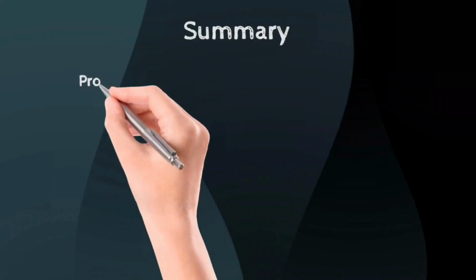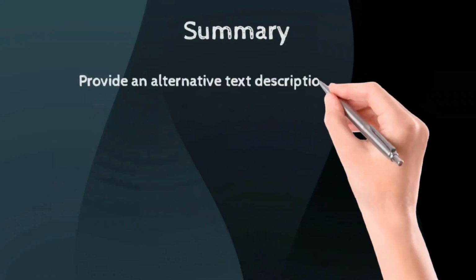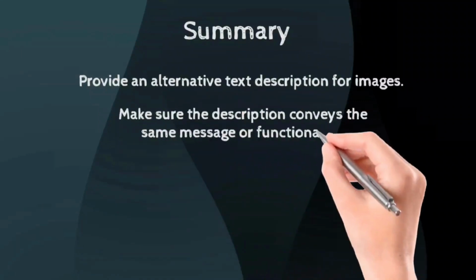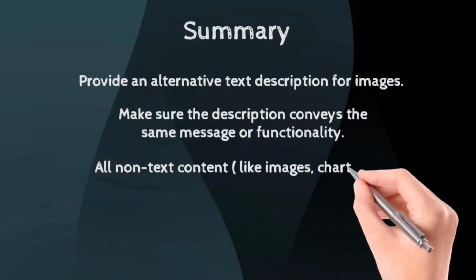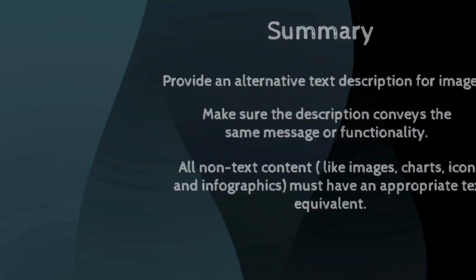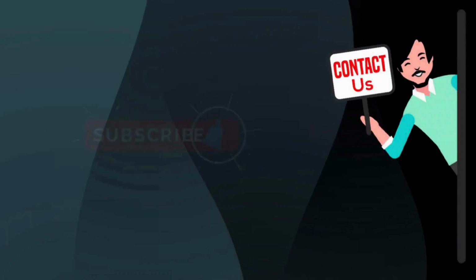Now, let's summarize everything. One should provide an alternative text description for images and make sure that the description conveys the same message or functionality. All non-text content like images, charts, icons, and infographics must have an appropriate text equivalent.